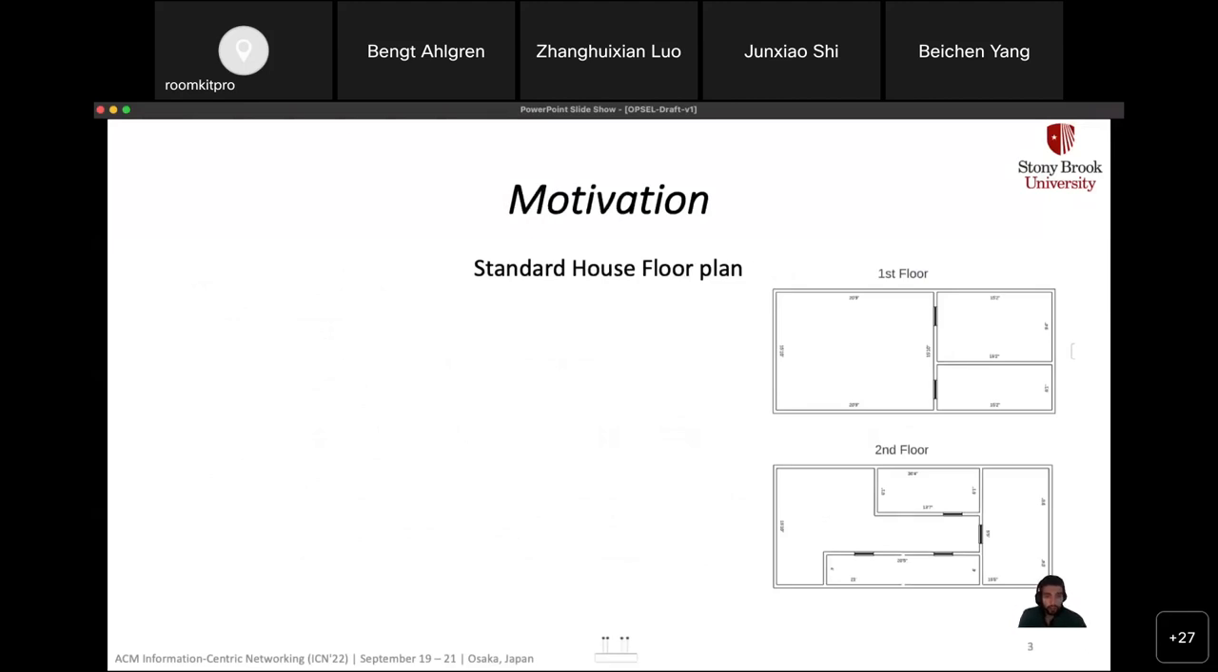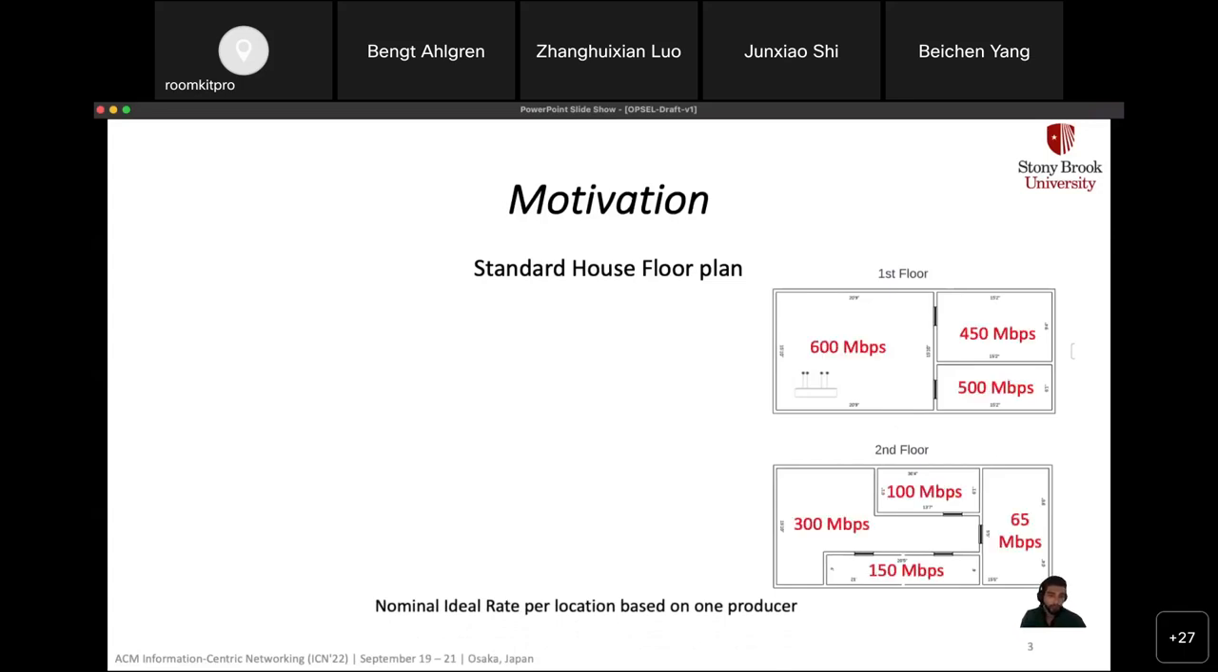Our motivation is simple. Let's assume a standard house floor plan. There is a first floor on the top right, and then a second floor on the bottom. Usually you have a producer, let's say an access point or a router, and you usually place it on the first floor. Then you look at the nominal data rate, which is the data rate possible or supported at each location. The nominal data rate per location based on one producer, if you're using Wi-Fi 802.11ac or so, will be around there.